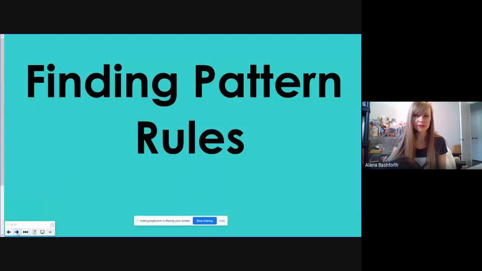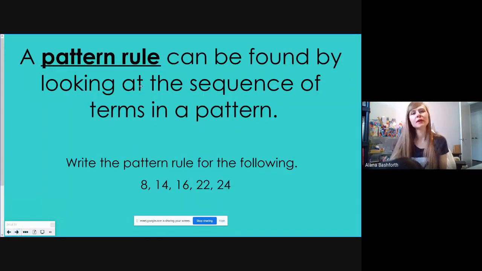So, finding pattern rules. A pattern rule can be found by looking at the sequence of terms in a pattern. So we're going to use this example right here. Find the pattern rule for the following: 8, 14, 16, 22, 24.